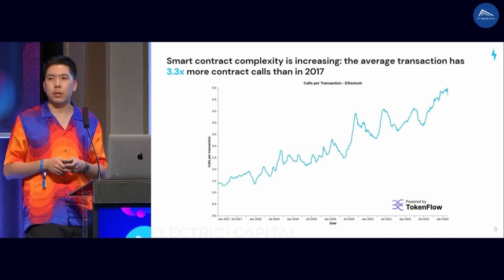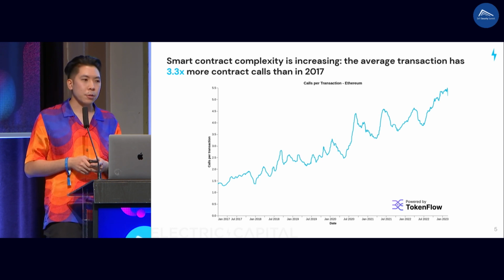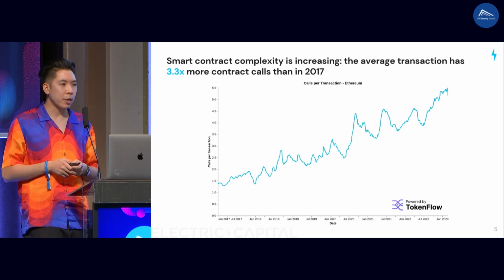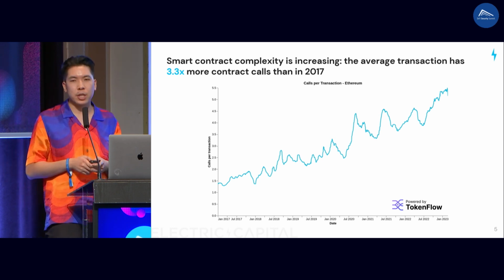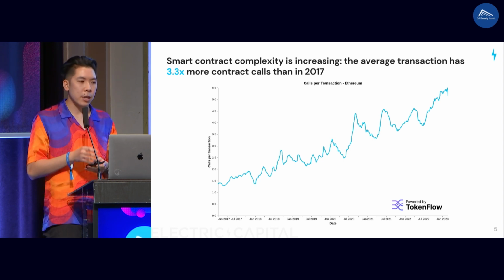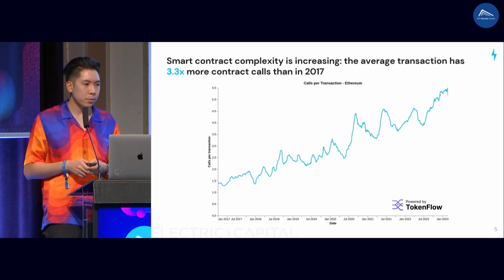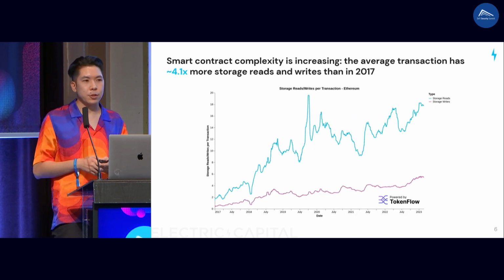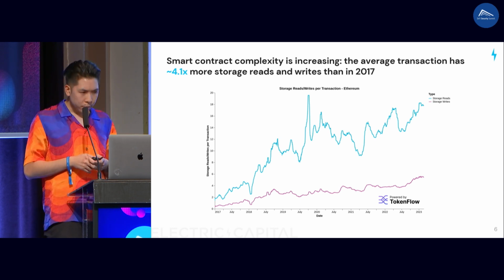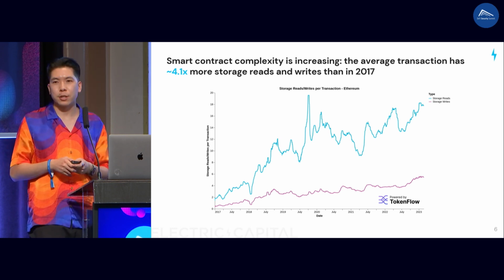And if you take a microscope to look at what transactions are actually doing, you can see that they're doing a lot more than they used to. The average transaction is making 3.3 times more contract calls than it did in 2017. This tells us that the activity happening on chain is becoming more complex, and there's more composability as well. And the average transaction is using about 4.1 times more storage reads and writes than it did in 2017.